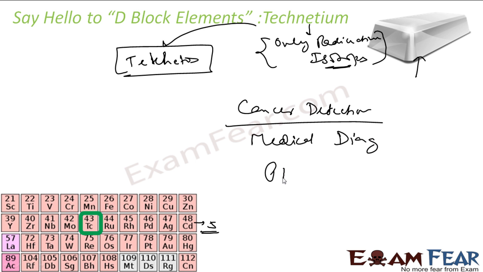There is something called a PET scan. This PET scan is used for cancer detection. In that, we typically use radioactive metals or radioactive elements to detect the cancer.